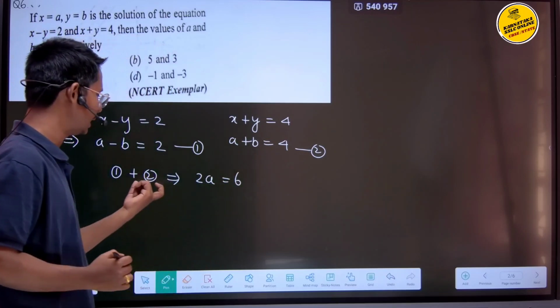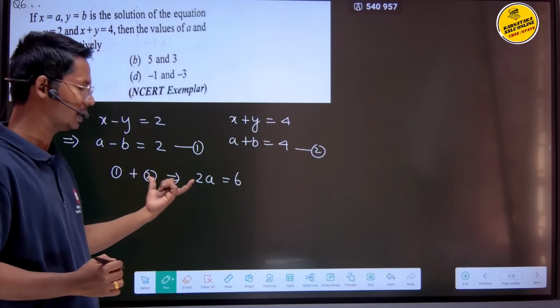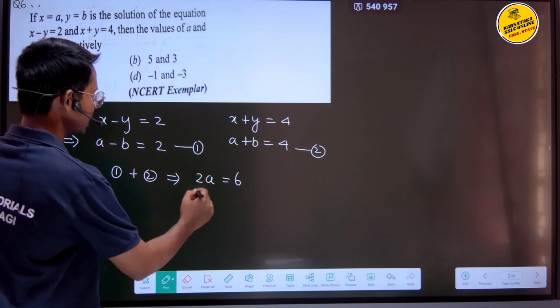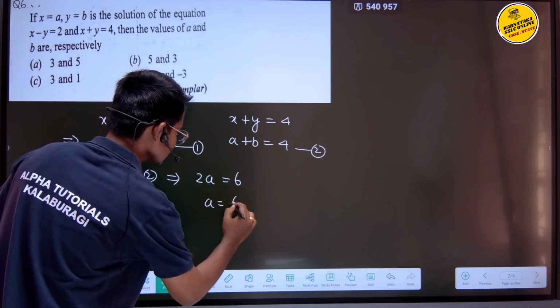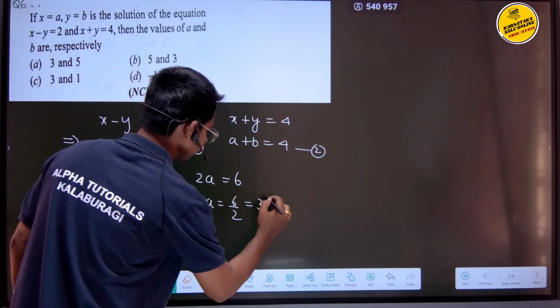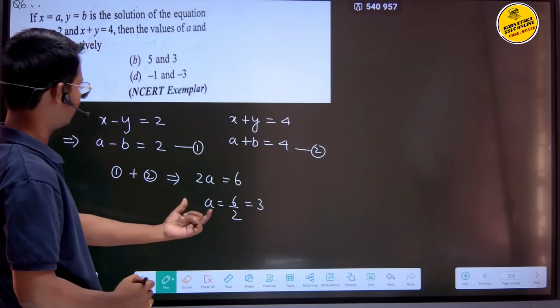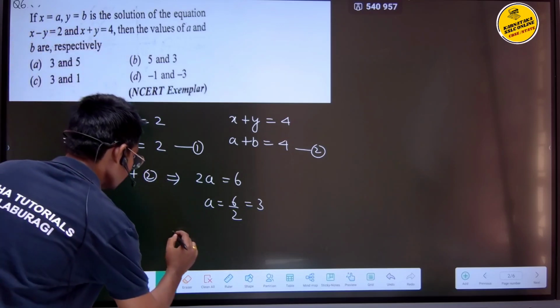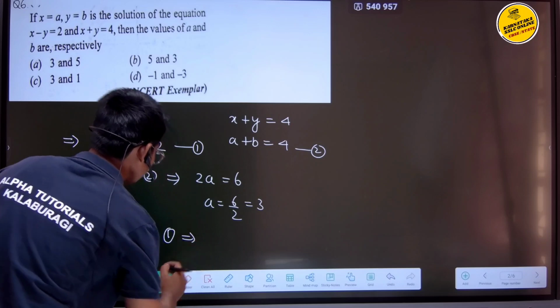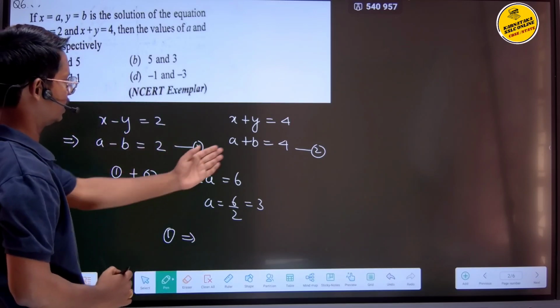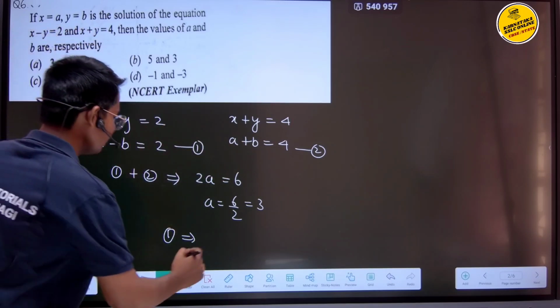I am adding row wise; you can even add them step by step. So here the a value is 6 by 2, nothing but 3. Similarly I'll put the a value in equation 1 to get the b value. So equation 1 implies, if I shift minus b to the other side, it becomes plus b.